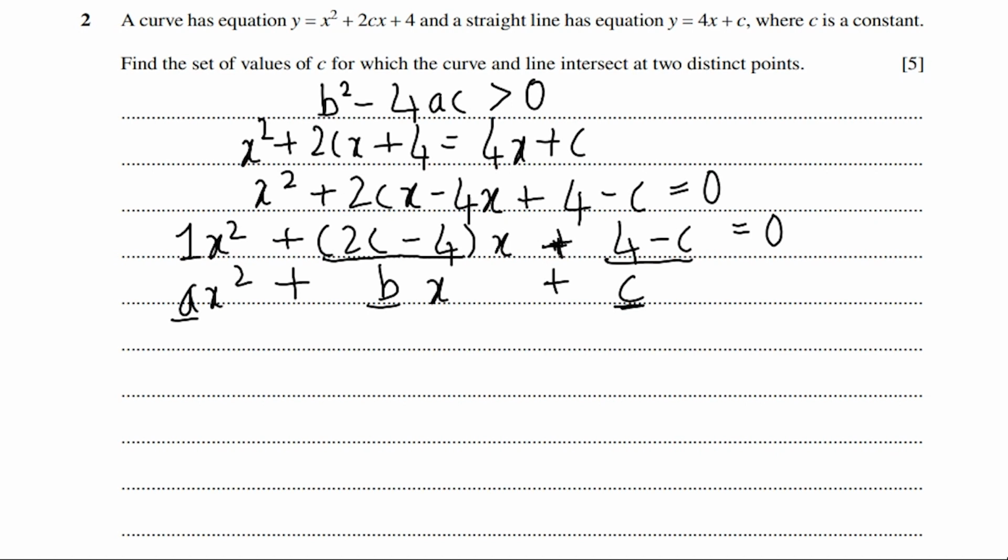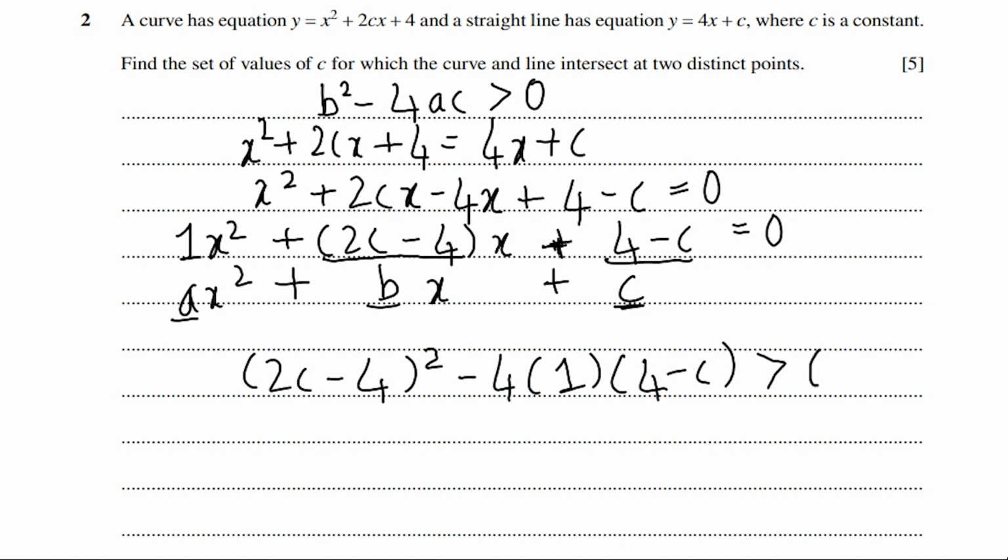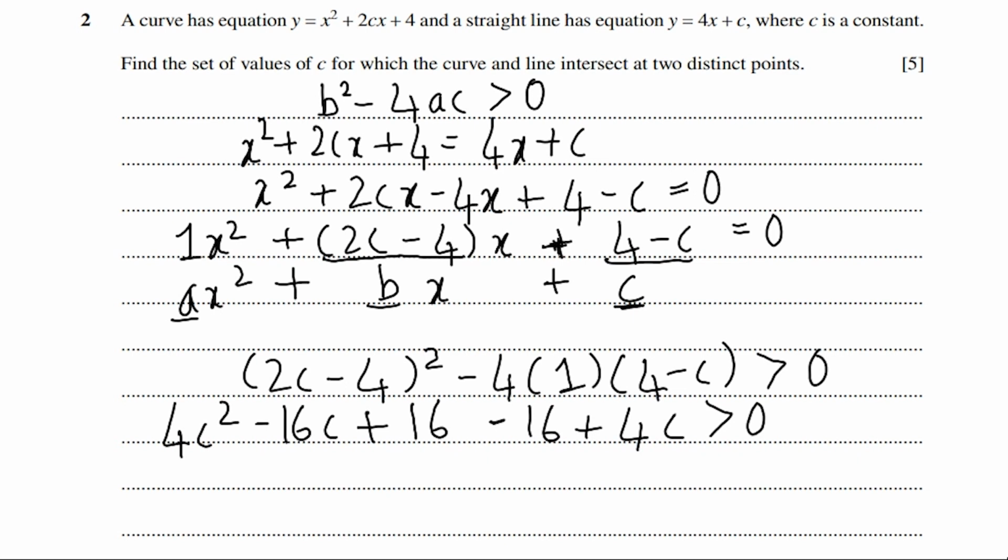So our discriminant is b square minus 4ac. So (2c minus 4) whole square minus 4, a is equal to 1, c is 4 minus c. This thing is greater than 0. Now simply expanding, (2c minus 4) whole square is 4c square minus 16c plus 16, minus 16 plus 4c is greater than 0. Then 16 minus 16 will become 0. Then we have 4c square minus 12c. This is greater than 0.